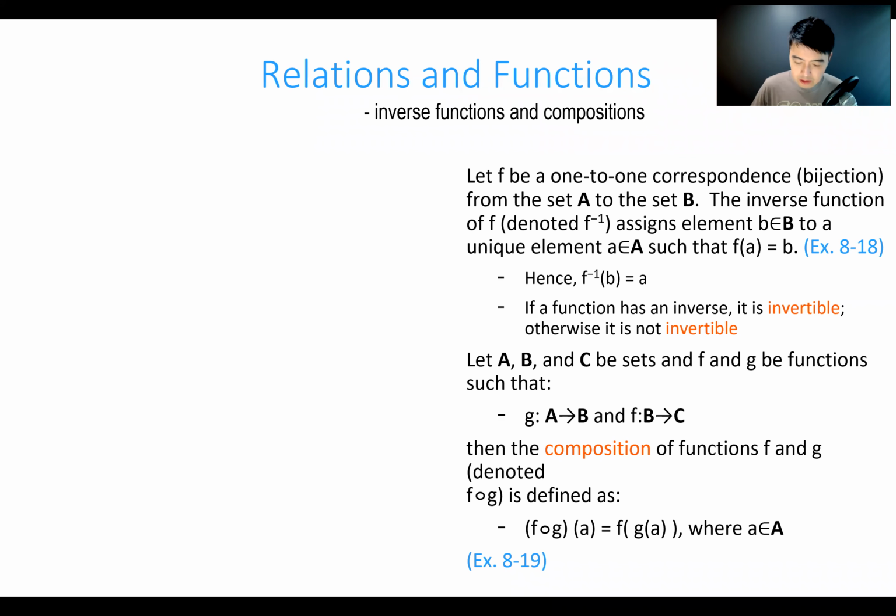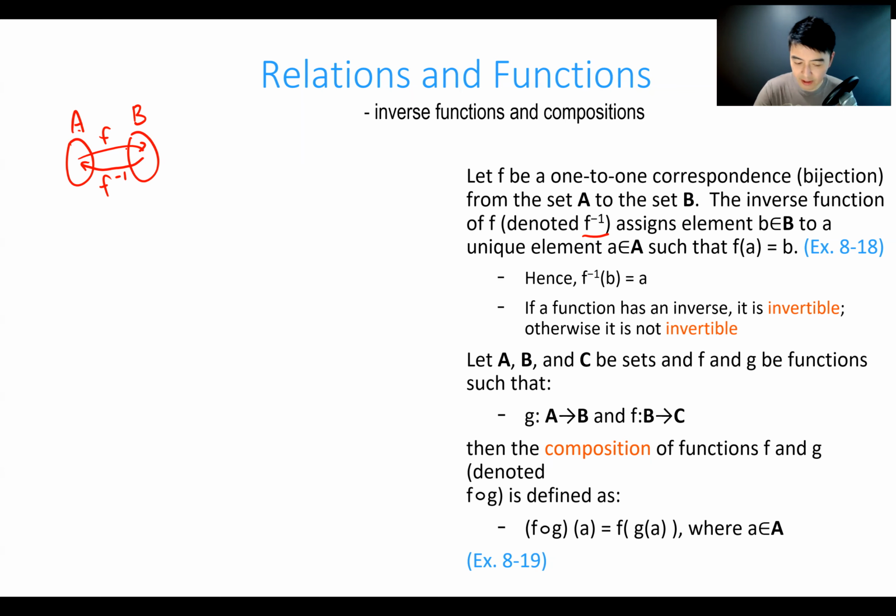The first thing I want to introduce is called an inverse function. If F is a one-to-one correspondence, that is, if F is a bijection, that is, if F is a one-to-one and onto function, then we can apply what's called an inverse to that function. It's denoted by F to the minus one. So what that looks like is we have a set A, we have a set B, we have F, and then we denote this by F going the other way.